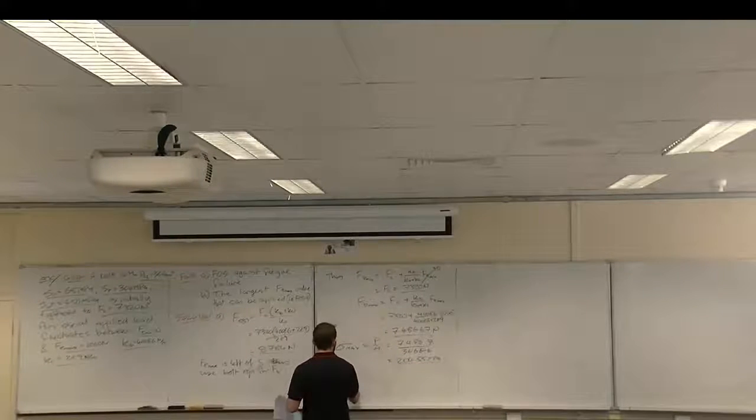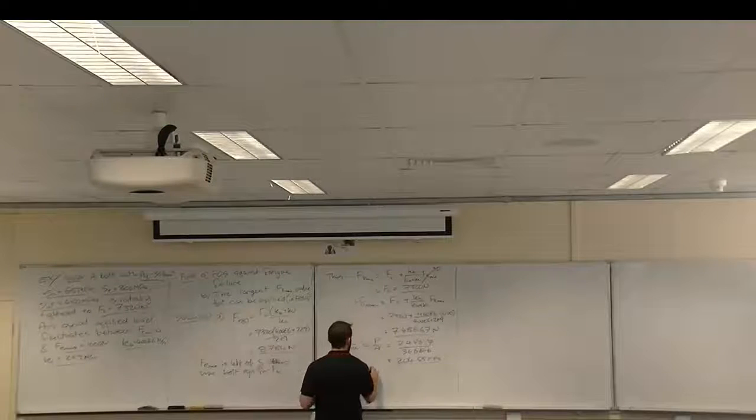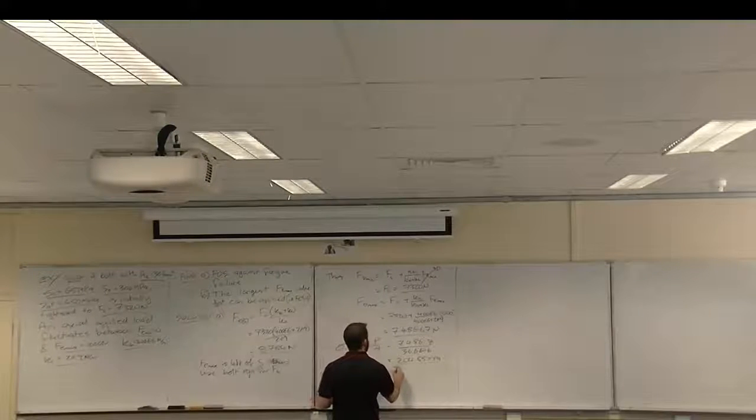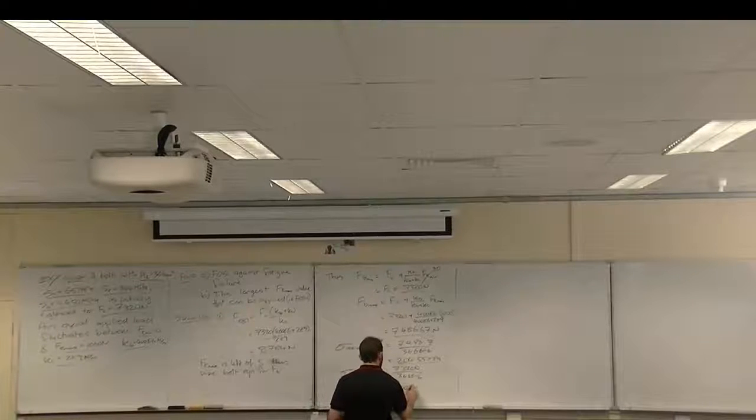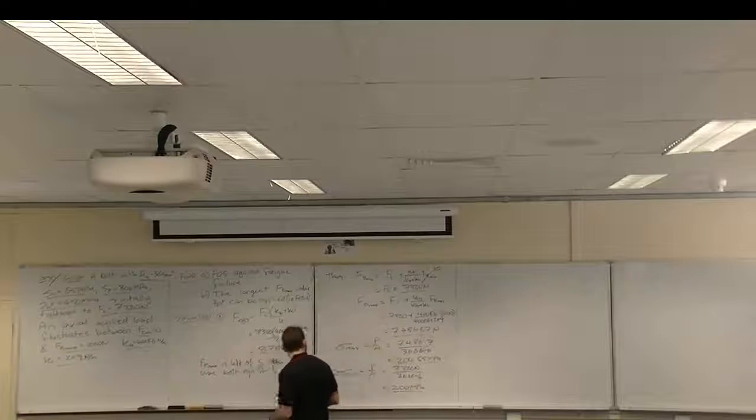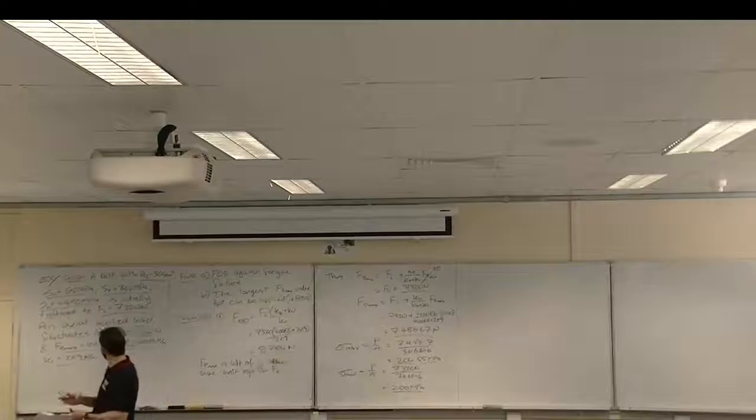And sigma min, same deal. 7320 on 36.6 e minus 6. And I get that as 200 flat. Theoretically that should be the proof load.